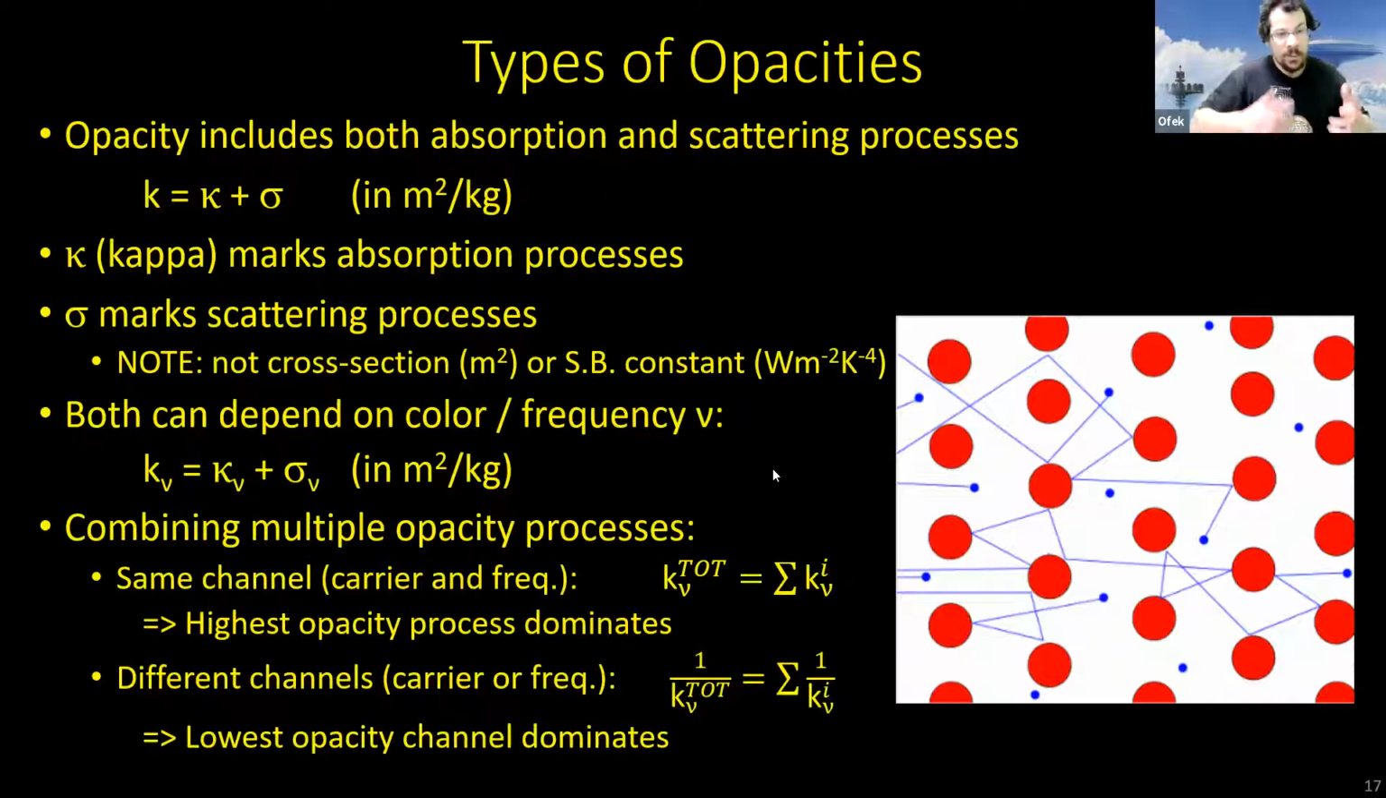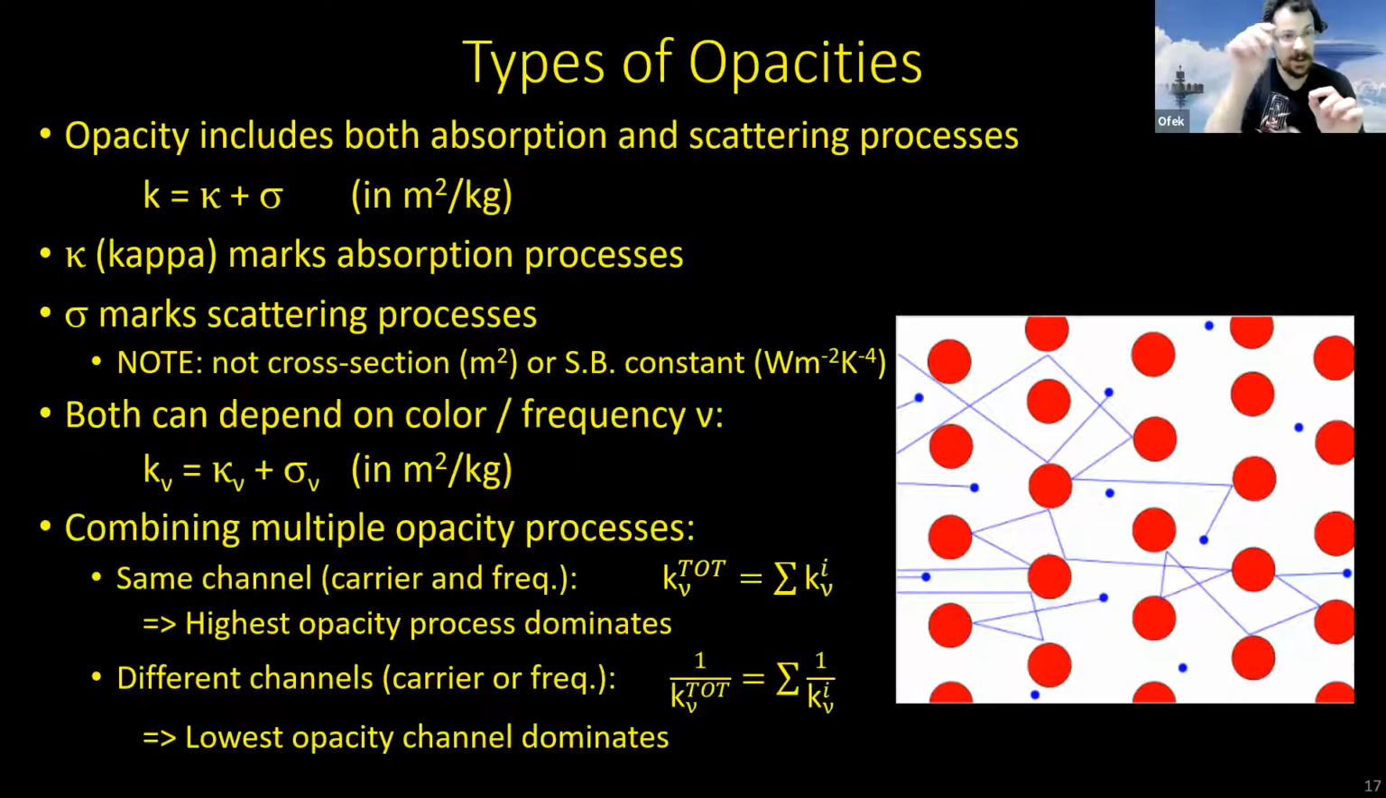We then have to discuss different types of opacity processes happening in the same medium, separated in the simplest case by frequency. We have to distinguish between processes operating on the same channel, which is the same carrier and the same frequency, or different channels, which can either be different carriers, like electron opacity or photon opacity, or the same carrier but at different frequencies. So red and blue are different channels. They might have different opacity processes.